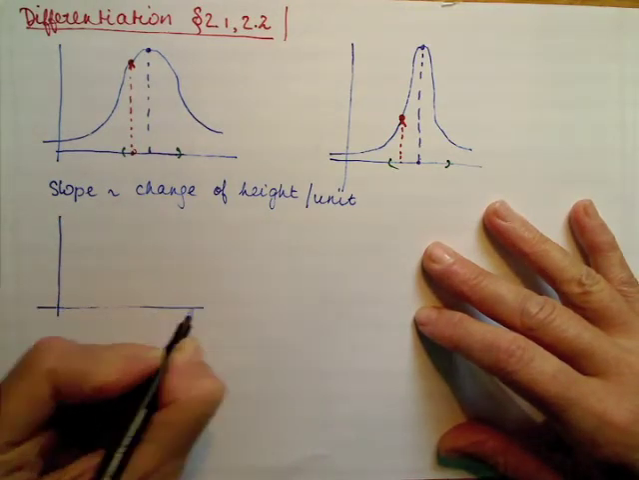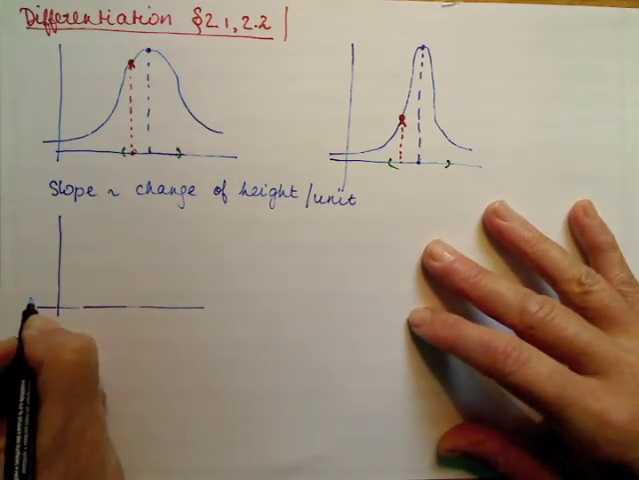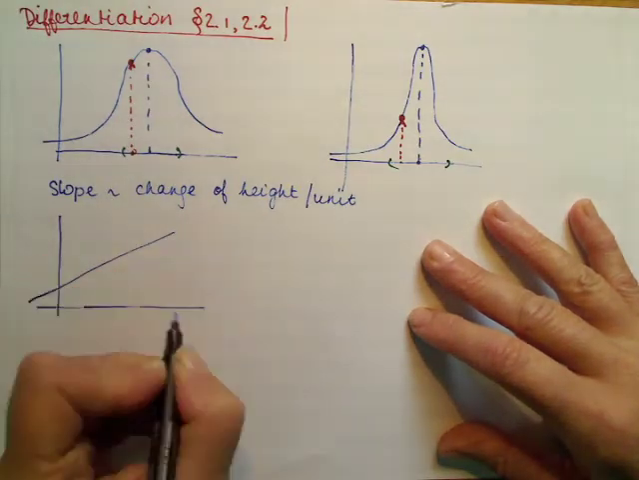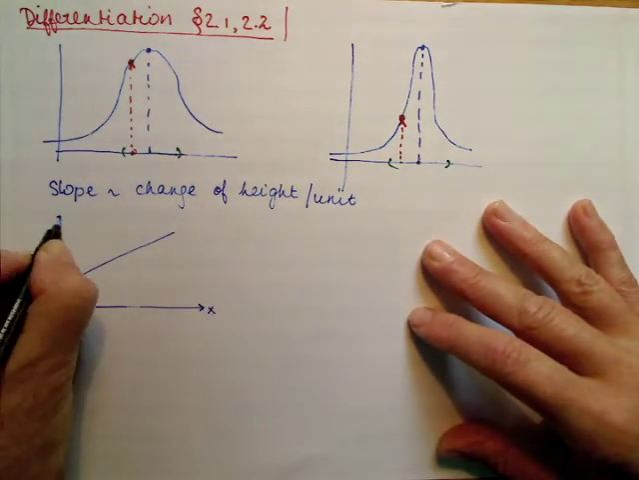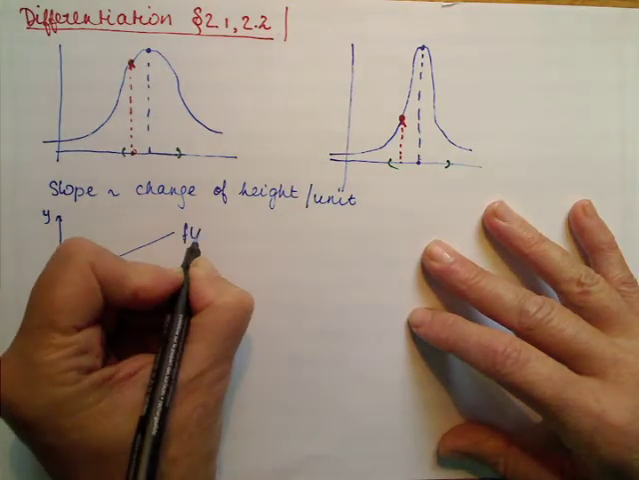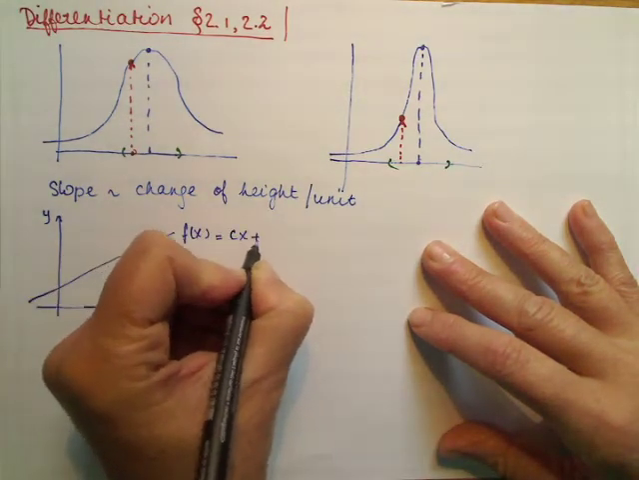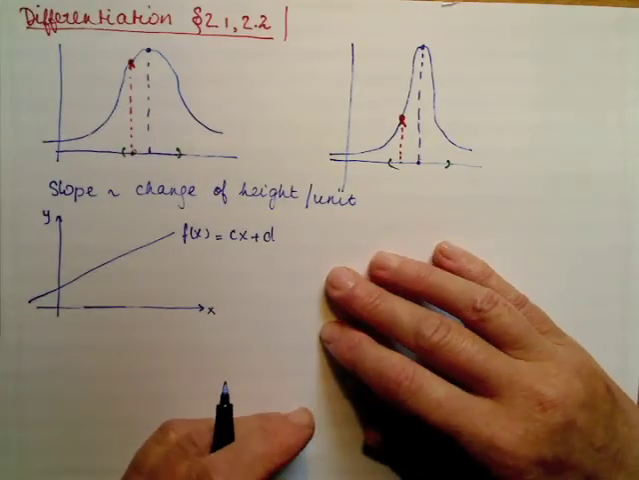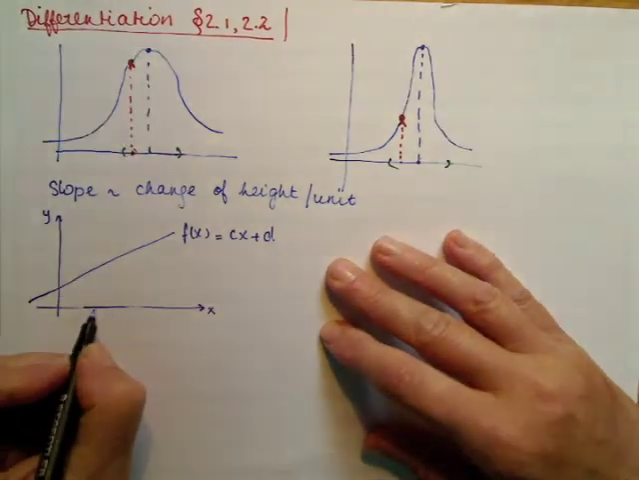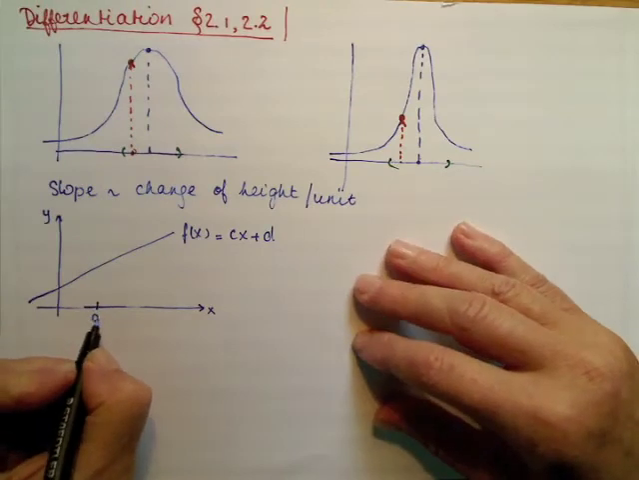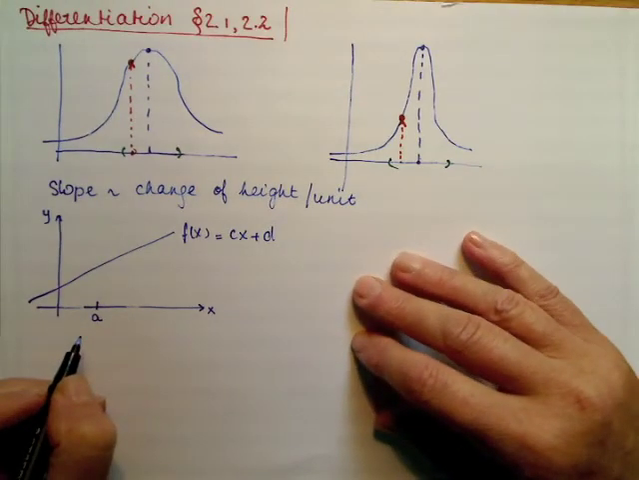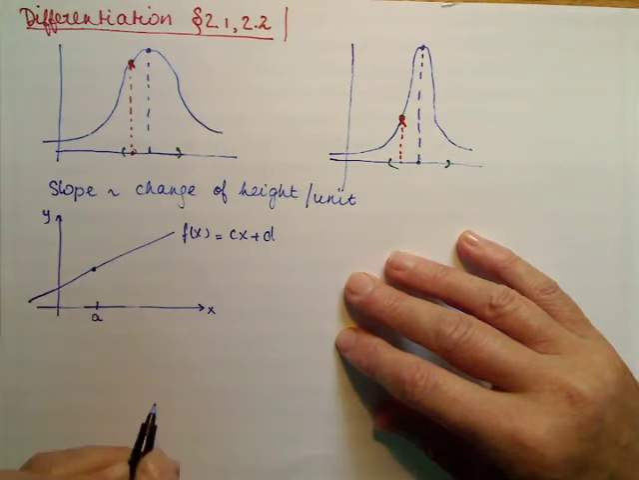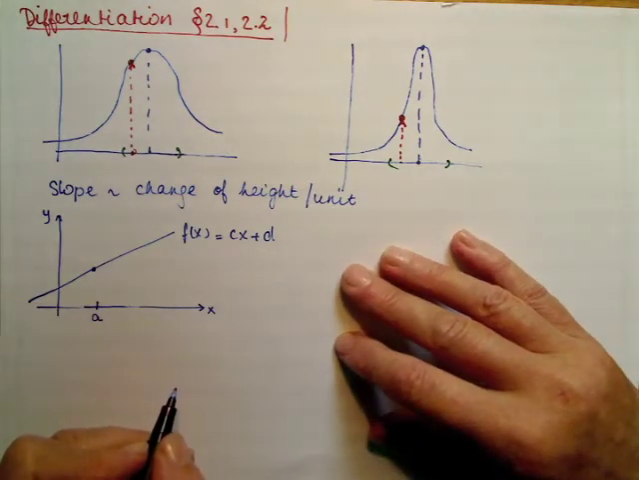Now, to really formally define slope, we will first study the example of linear functions. Suppose that we have this linear function, f of x equals cx plus d. So it's a polynomial of degree 1. How would we define the slope? Well, suppose we're sitting at the point with coordinate a, so we're sitting somewhere here. How would we calculate the slope?